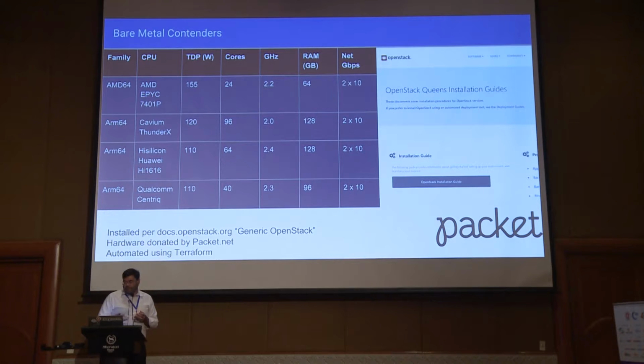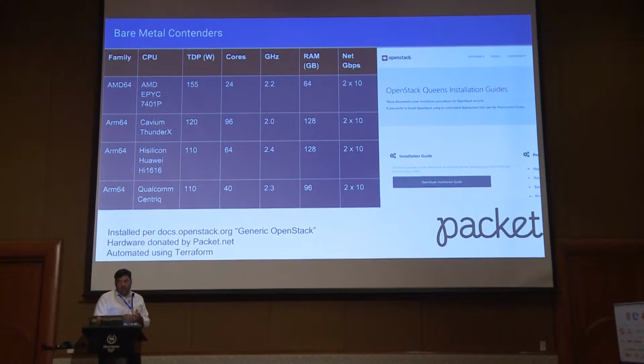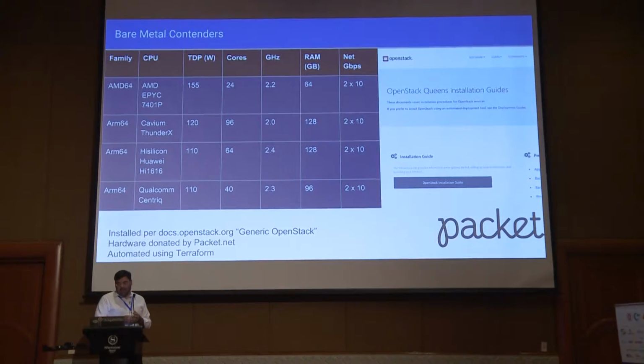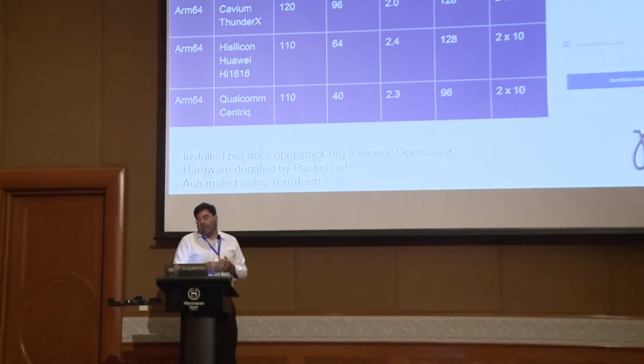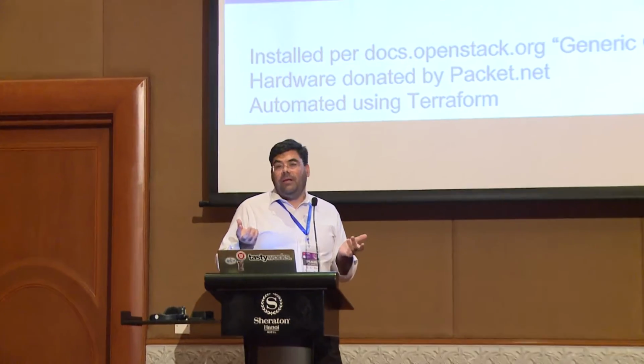So here's what we did. We took ARM systems from 3 different vendors, Cavium, Huawei, and Qualcomm, and we built out multiple cloud configurations using those 3 different ARM-based systems, and we baselined it against an AMD EPYC system. So here are the specs. The TDP is the thermal design power, basically the maximum power the units will use. As you can see here, the AMD uses 155 watts versus the Huawei, which is down to 110, and the Qualcomm's down to 110. So less power is being used there.